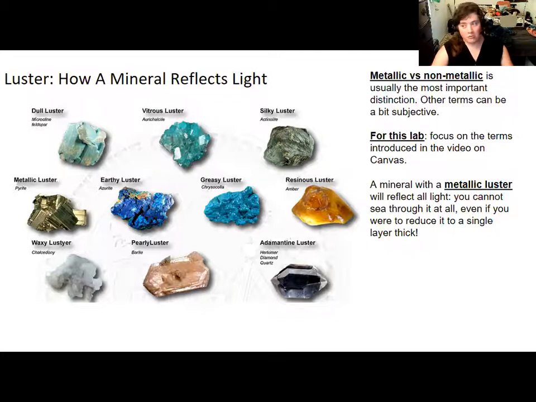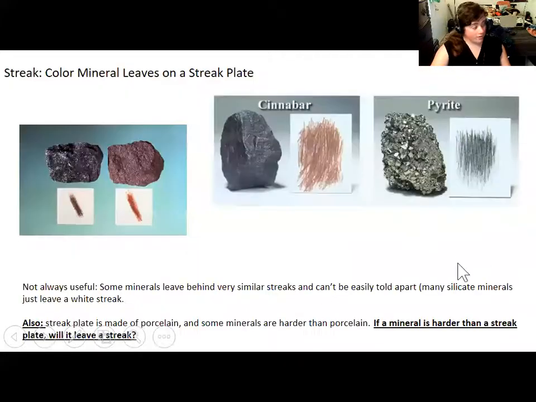So luster is how a mineral reflects light. Then streak is what color a mineral produces when you grind it across a porcelain plate, which is another place where the tactile element is kind of lost here, because it's fun to actually take the hand samples and crush them on the porcelain plate and see what color comes out. Some minerals leave a distinct streak behind, like cinnabar and pyrite. Pyrite looks kind of gold, but its streak is actually more gray.